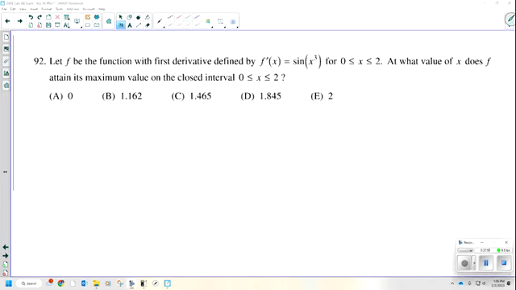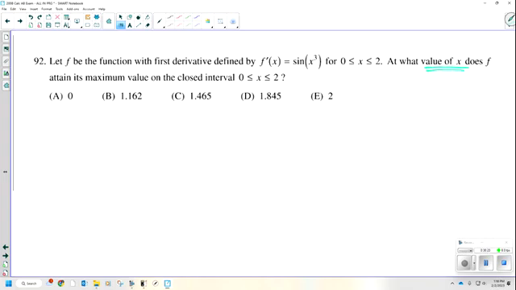Number 92. Let f be the function with first derivative given by f prime of x equals sine of x cubed for the interval inclusive between 0 and 2. At what value of x does f attain its maximum value on the closed interval from 0 to 2 inclusive? What value of x? I just need to find the location of the maximum.